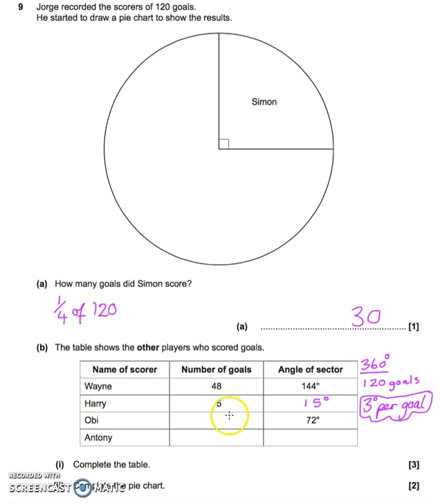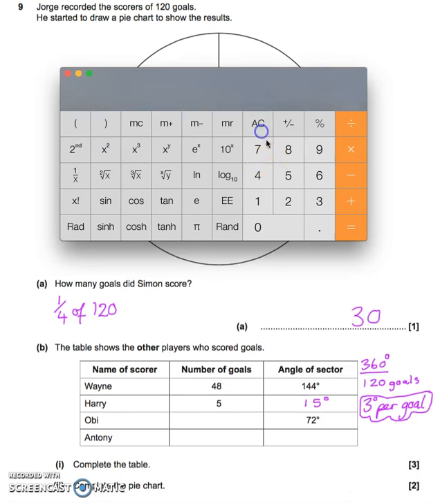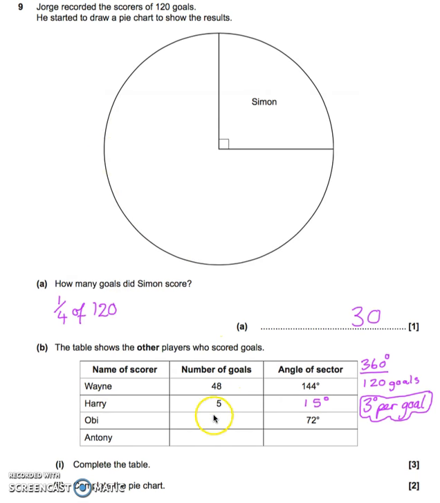Obi, he's got 72 degrees, so we need to divide 72 by 3. Again, you're allowed your calculator if you want. 72 divided by 3 is going to give you 24, and you're going to then write that down. So that's how many goals Obi scored.